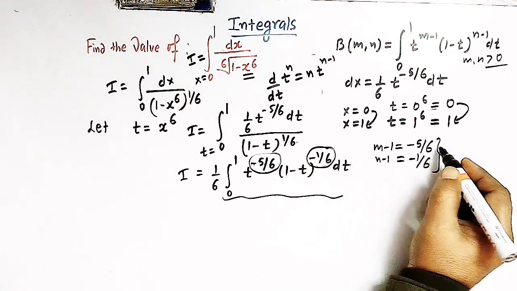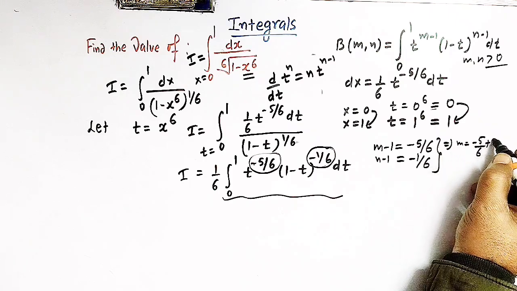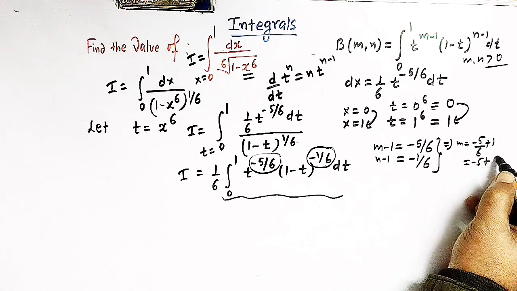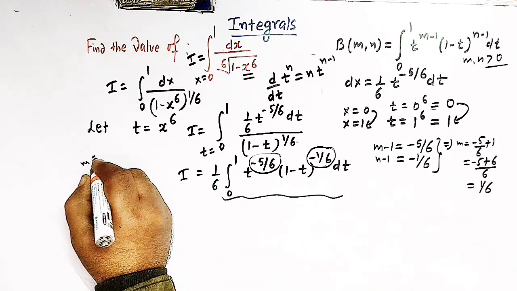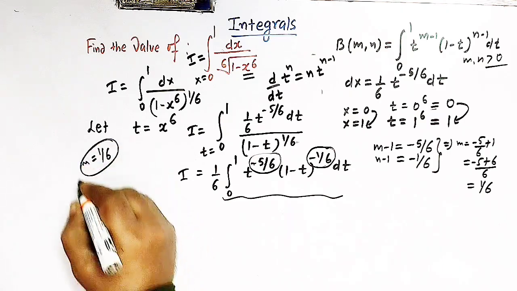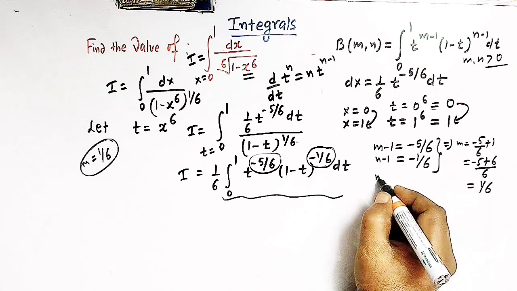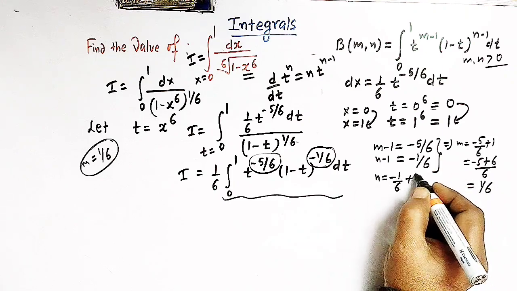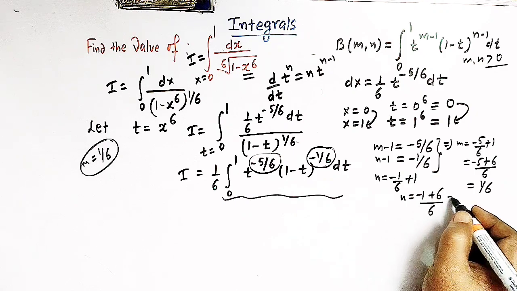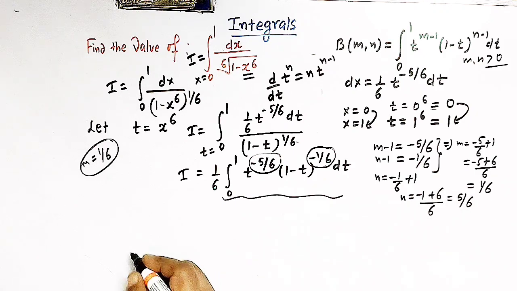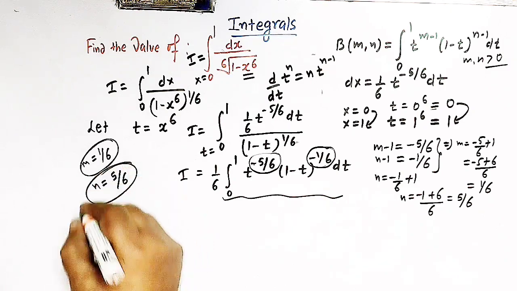So let us solve these two equations. We can now write m equals -5/6 plus 1, that is (-5 + 6)/6, that is 1/6. So the value of m is 1/6, right? And from this equation we can now write n equals -1/6 plus 1. So n is (-1 + 6)/6, that is 5/6. So we can now write n equal to 5/6.